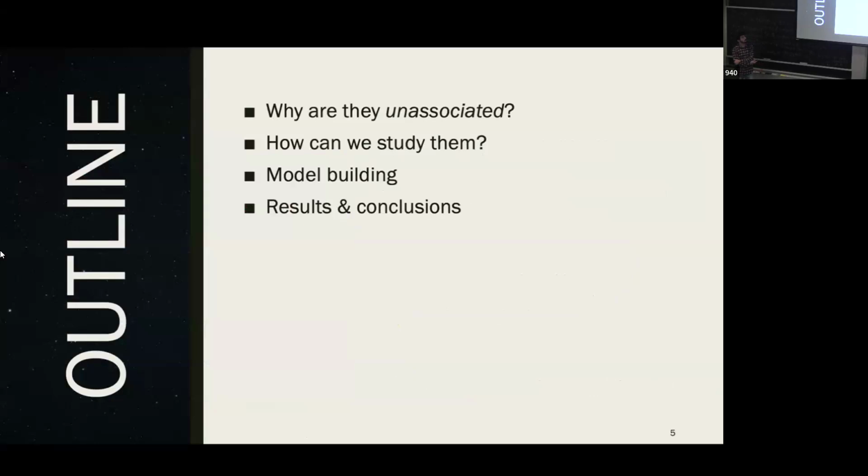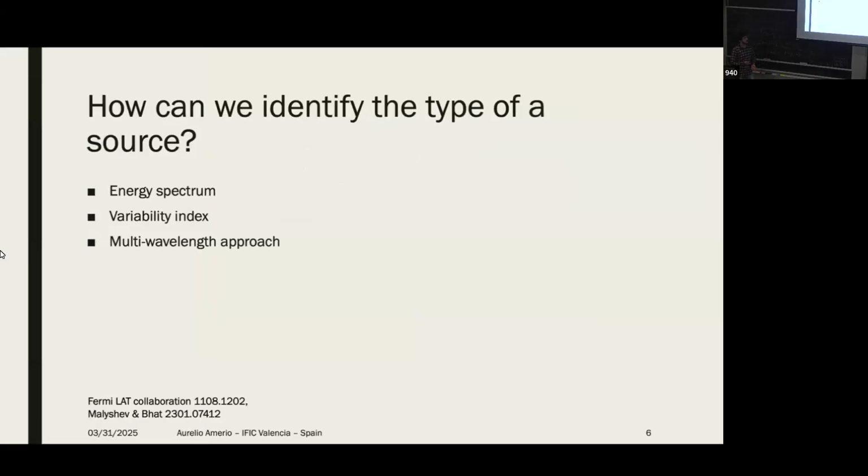So what we're going to try to do today is first try to understand why some of these sources are currently unassociated. Why do we not know what they are exactly? And then we will try to see how we can study them. Finally, we get to some model building and then draw our results and conclusions.